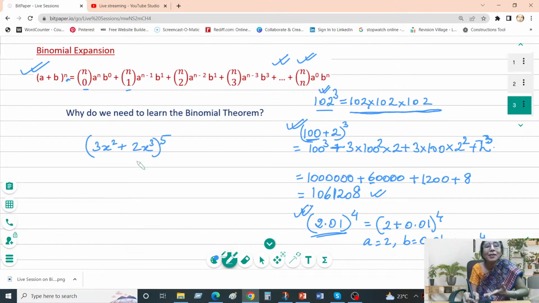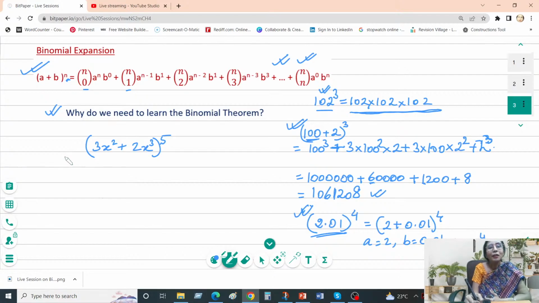But you may ask me why do we have to expand this? Are you teaching us to multiply the same expression or the same number multiple times? Is that your target? No, definitely not. So this gives rise to this question: why do we need to learn the binomial theorem?